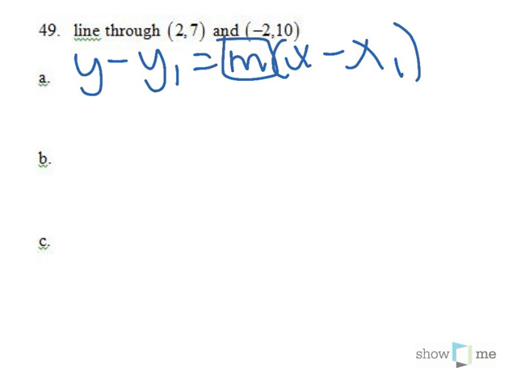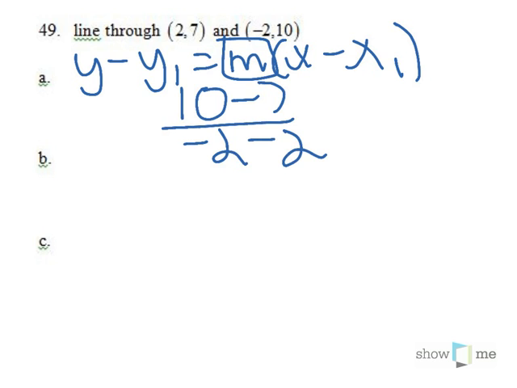So to find the slope between these 2 points, we would do the y values subtracted on top over the x values subtracted on the bottom. So we would have 10 minus 7 over negative 2 minus 2. And that equals negative 3 over 4. The negative comes from the negative 4 in the denominator.